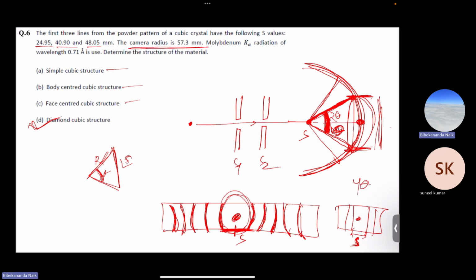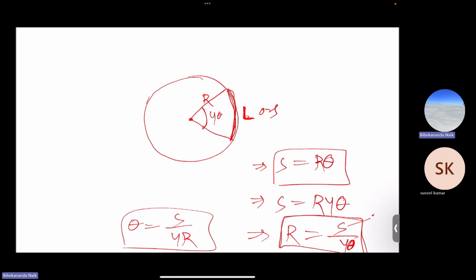So sorry, L is equal to R theta. So this 4 theta R will be the correct relation, so the value of S is only that. Since here R is equal to 57.3 mm, the conversion factor is such that directly it will be S by 4, because 4 theta will be converted into radians. So since R is 57.3 mm, directly it will be S by 4.